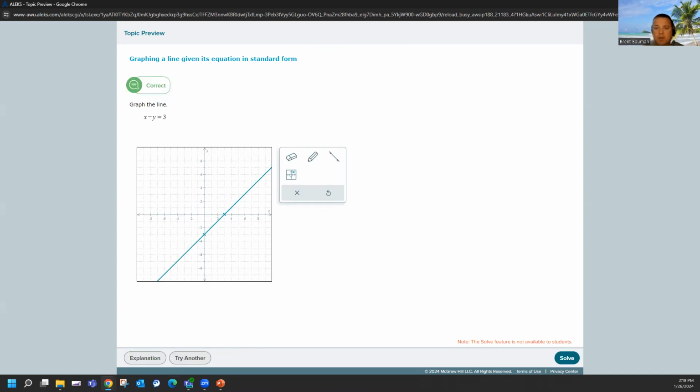There you go. All right, I hope that was helpful getting you going on graphing a line given its equation in standard form. Again, you can use the two ordered pairs or you can put it into slope-intercept form.